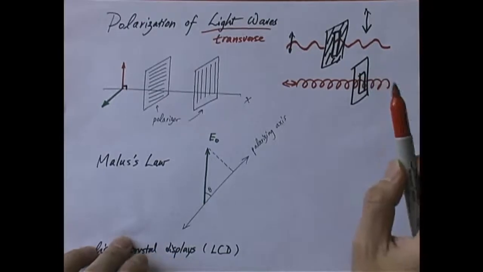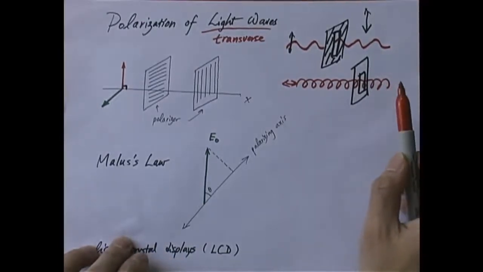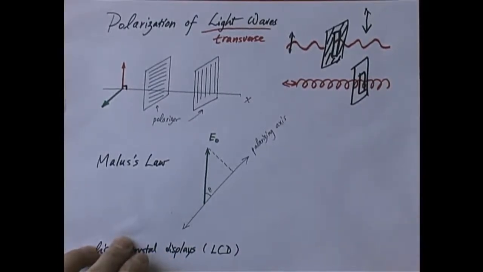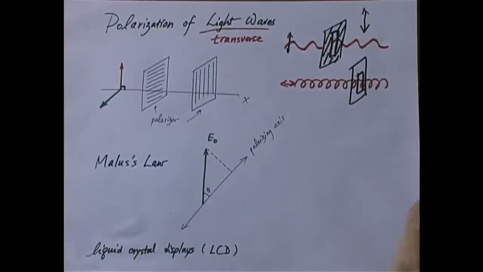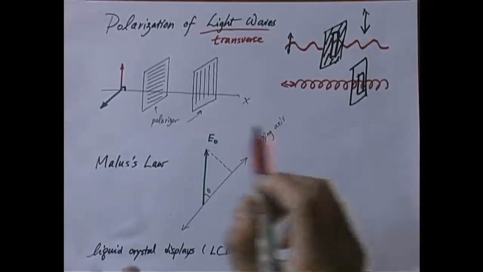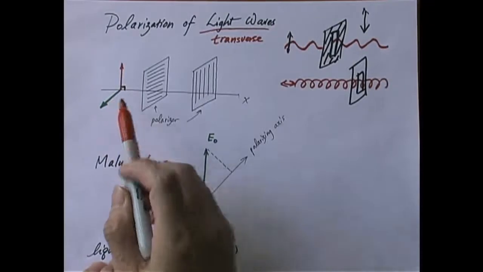So you have to look at a transverse wave in order to study polarization. There's no such thing as polarization for a longitudinal wave. Now light happens to be a transverse wave, so we have to look at polarization. No such thing for sound. Sound, as you know, is a longitudinal wave, so we never talk about polarization of sound. Now going back to the case of light.